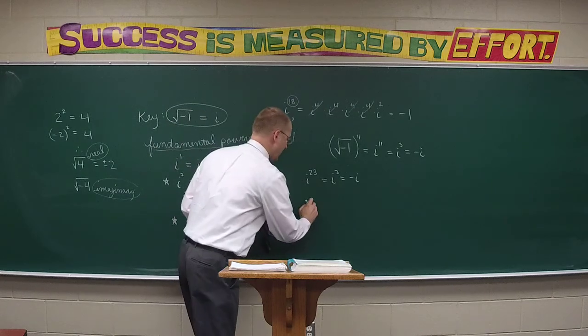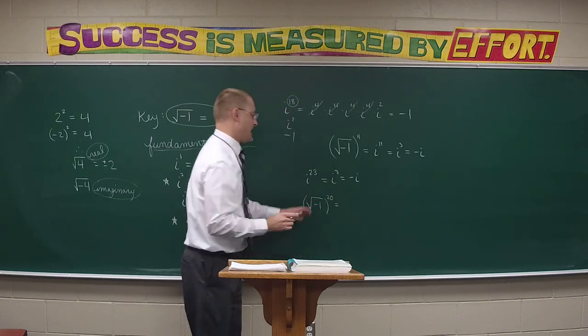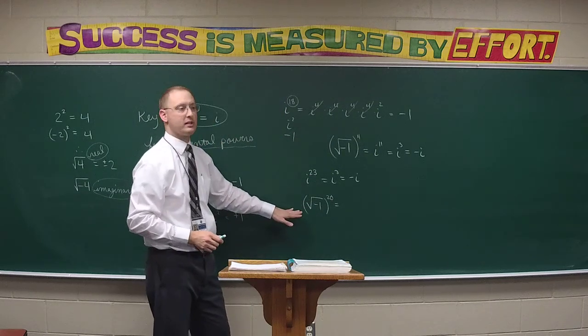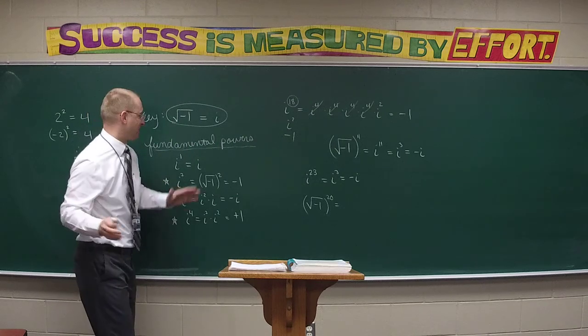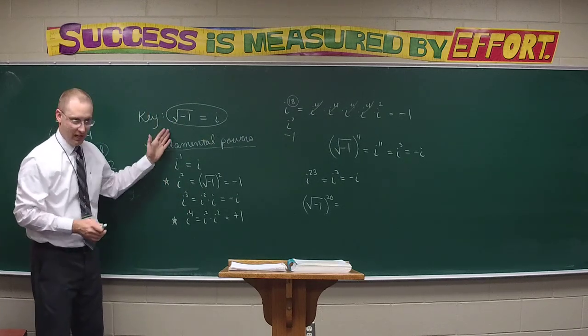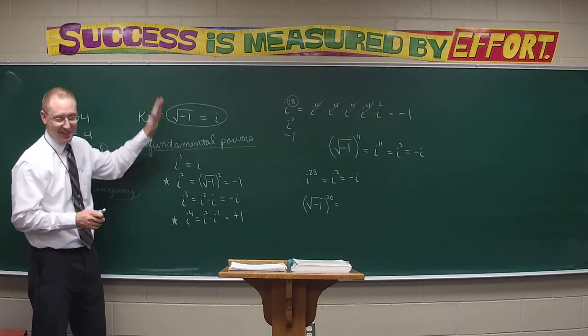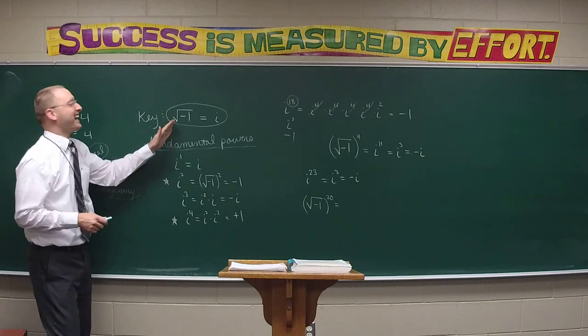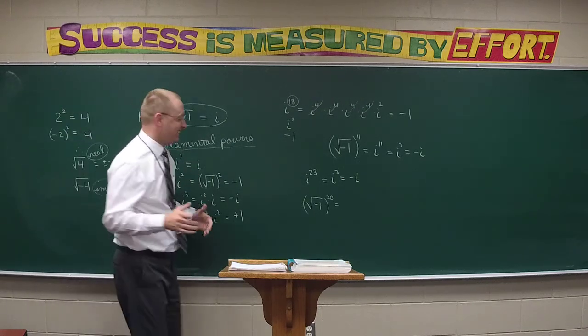What if I had the square root of negative 1 to the 20th? Well, again, square root of negative 1, class, means i. What is the square root of negative 1, class? i. What is i? Square root of negative 1. Not what am I? What is i? i is the square root of negative 1. Square root of negative 1 is i. The grammar sounds horrible, but anyway.